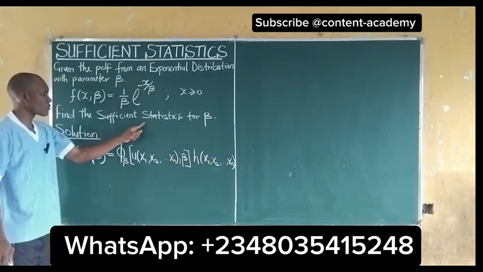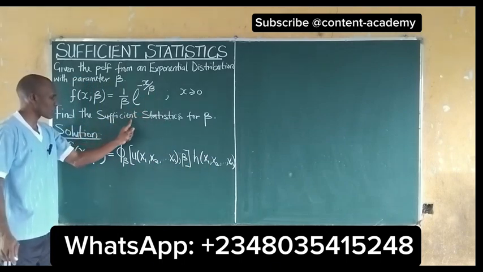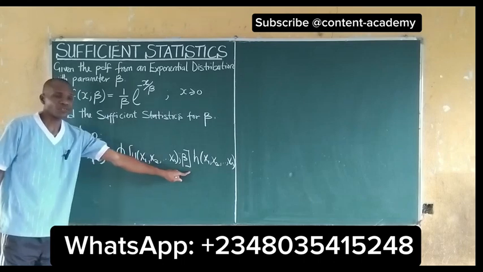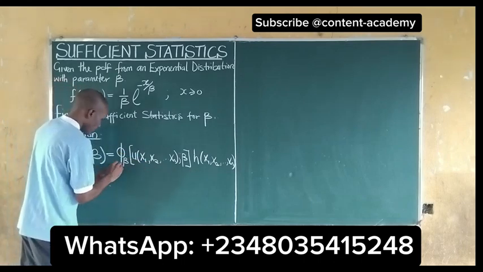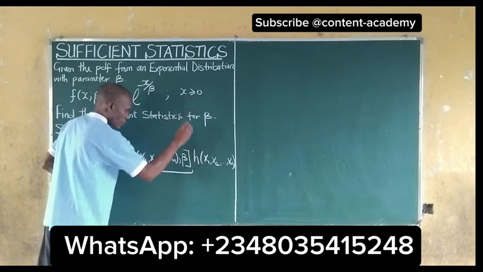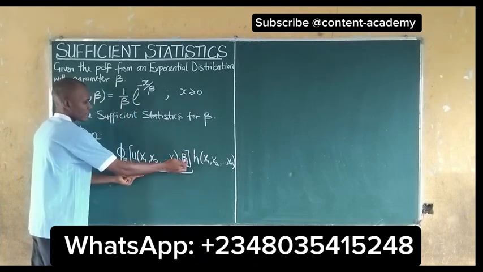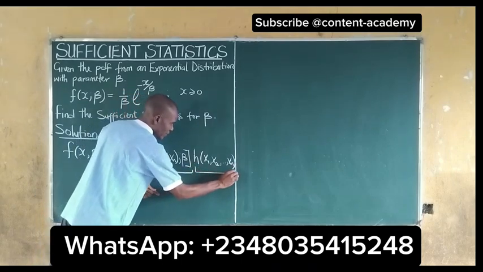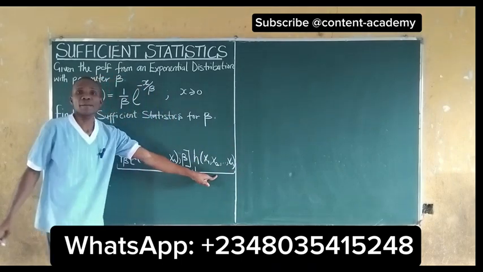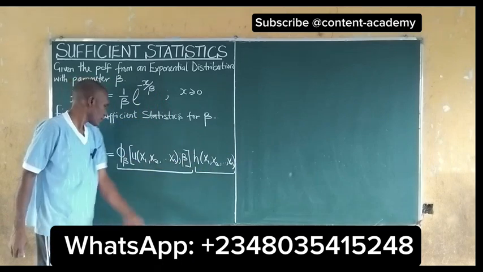So for this statistic to be sufficient, it must satisfy this condition. First, this component depends on beta, while this other component does not depend on beta. It can also be 1.